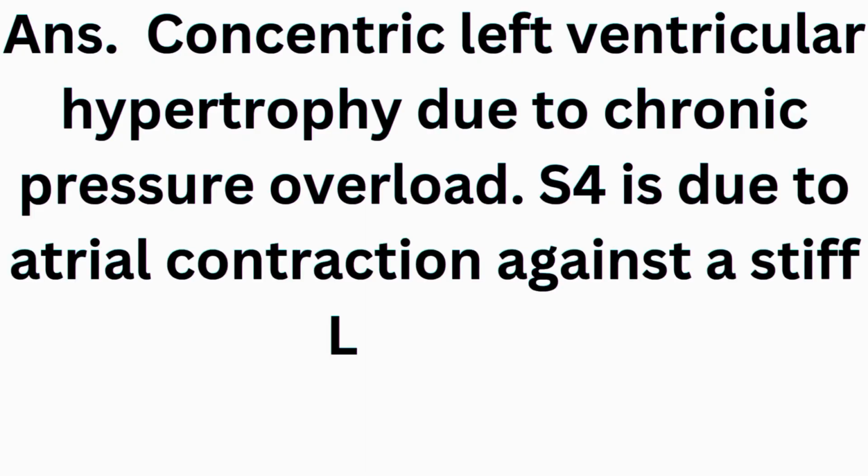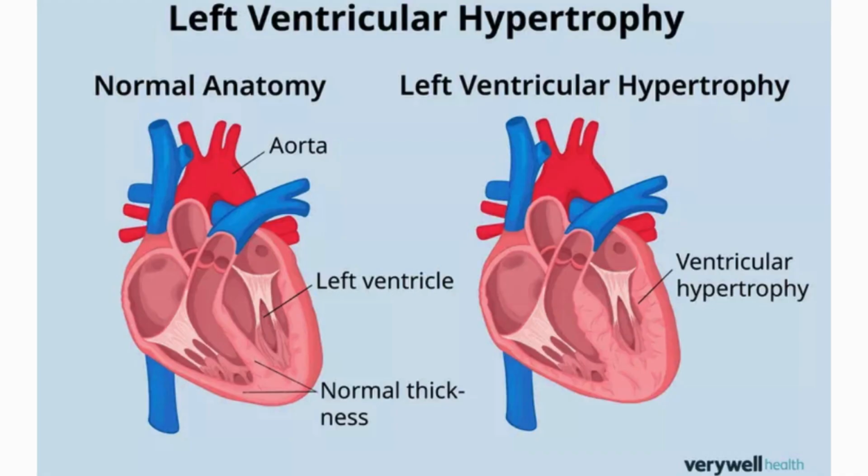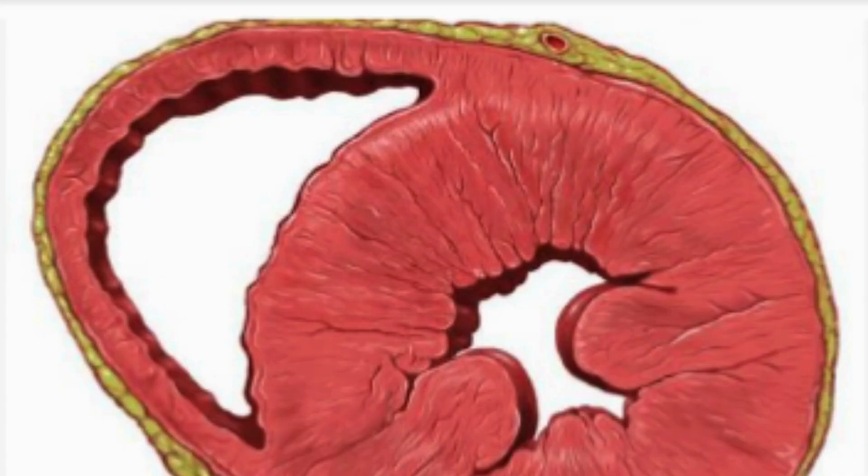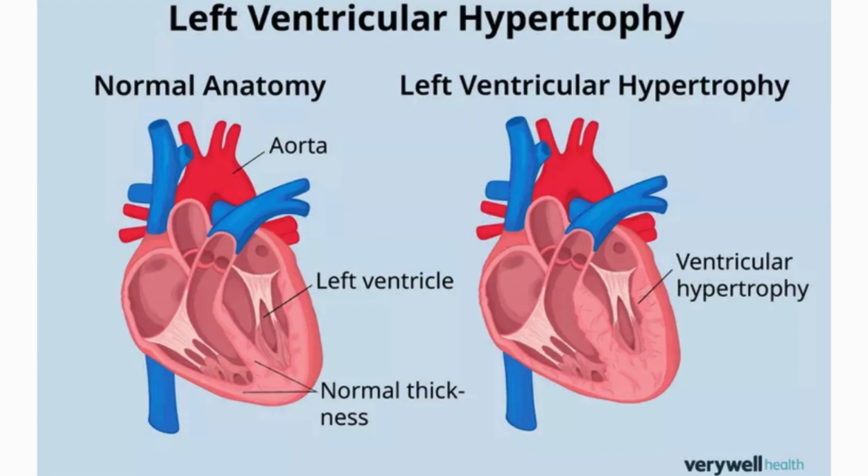You know, the S4 gallop, or the atrial gallop, is an abnormal heart sound which is heard best at the apex with the bell of the stethoscope. It is the sound which is produced when the atria actively contract to force blood into a stiff, non-compliant ventricle.